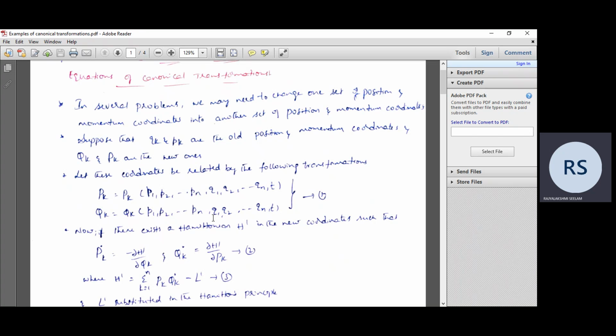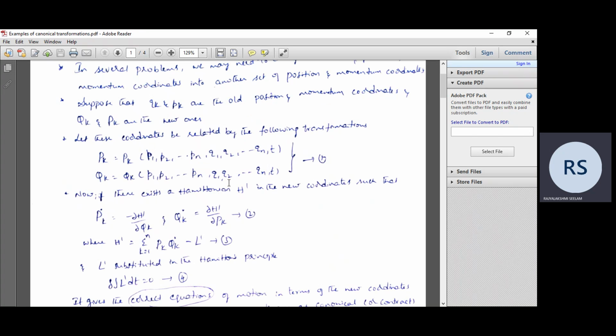And here, if there exists the Hamiltonian H' in the new coordinates, actually we have the Hamiltonian H, and in the case of new coordinates we are considering H' as the Hamiltonian. So P_K dot equals minus dou H' by dou Q_K, and Q_K dot equals dou H' by dou P_K. That is equation number 2.